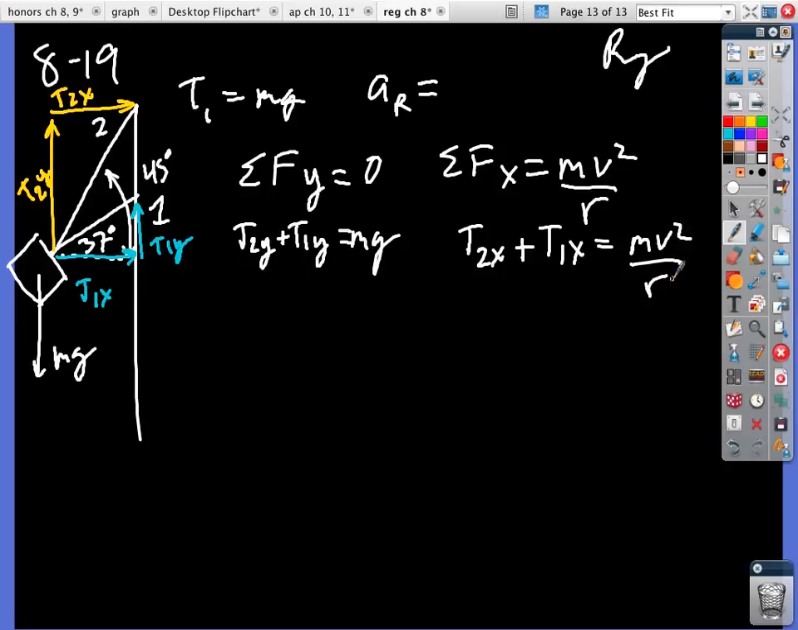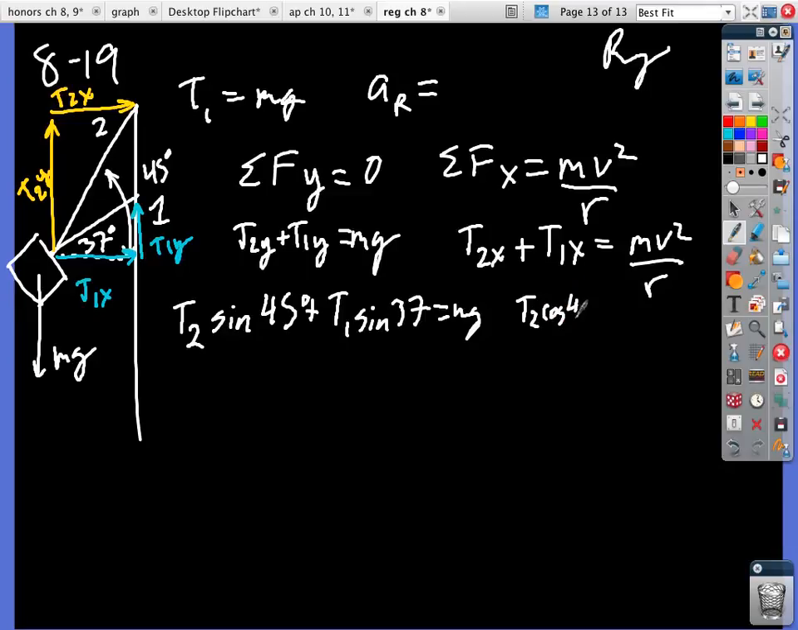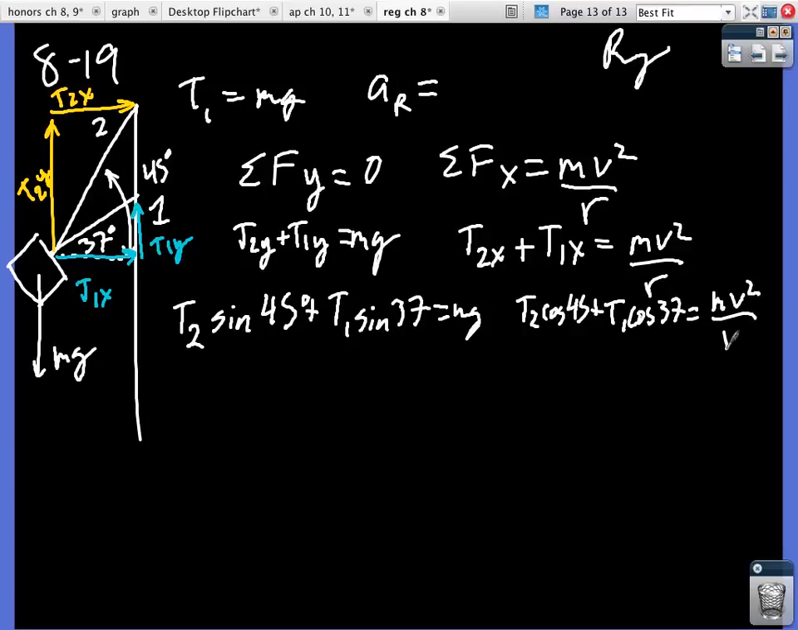And then we begin all of our fun stuff. t2y is in fact t2 sine 45, and t1y is t1 sine 37. And that's going to equal mg. t2x is t2 cos 45. t1x is t1 cos 37. And that equals mv squared over r.